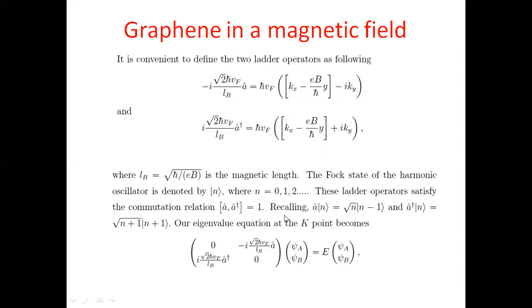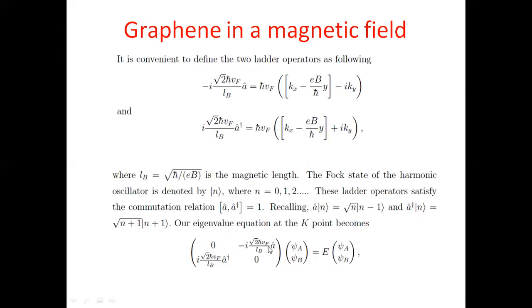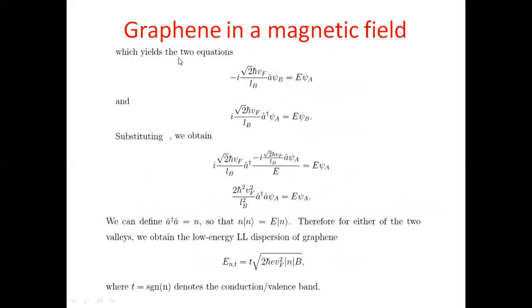And we know from basic quantum mechanics that when a is acting on the state n, it is equal to square root of n times state n minus 1. And similarly, when a dagger is acting on state n, it is equal to square root of n plus 1 times state n plus 1. So our eigenvalue equation at the k point becomes like this. Now, we apply a on this state and a dagger on this state.